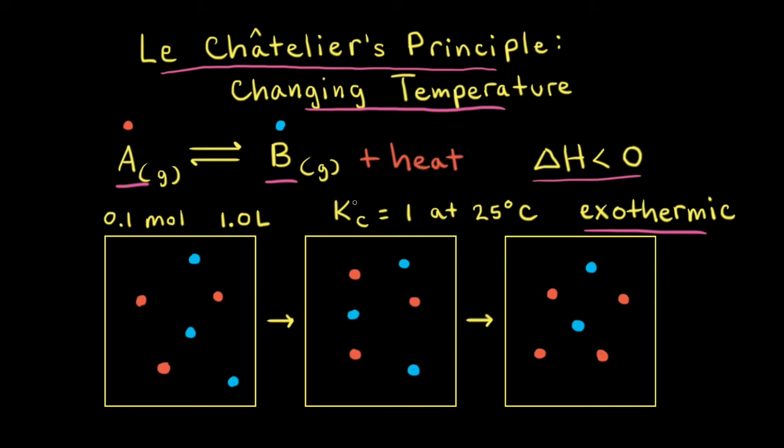Let's say that our hypothetical reaction is at equilibrium, and then we change the temperature. So we're going to increase the temperature. According to Le Chatelier's principle, the net reaction is going to go in the direction that decreases the stress. And if we treat heat like a product, and we've increased the temperature, it's as if we've increased the amount of one of our products, and therefore the net reaction is going to shift to the left to decrease a product.